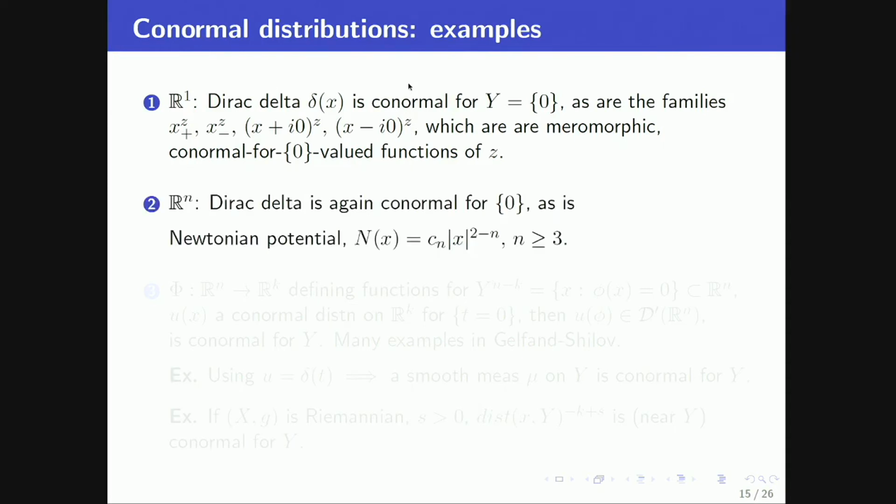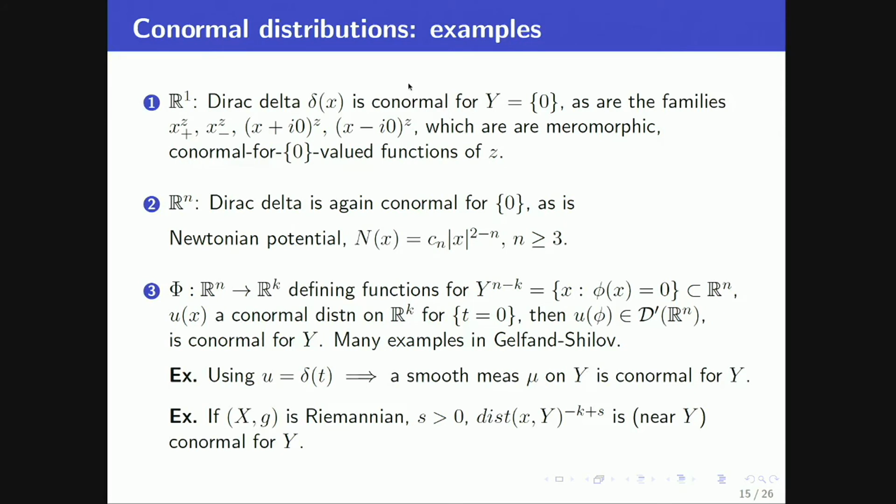Another example would be the Dirac delta function on Rn, which is again conormal for the origin. 0 is the origin in Rn. And the Newtonian potential, whether given by this formula in dimensions 3 or higher or by the logarithm in 2 dimensions, is also conormal for 0, although in some sense 2 derivatives smoother than the delta function.